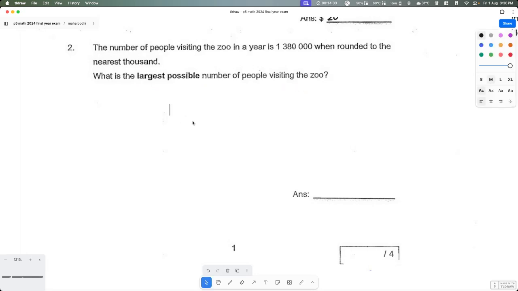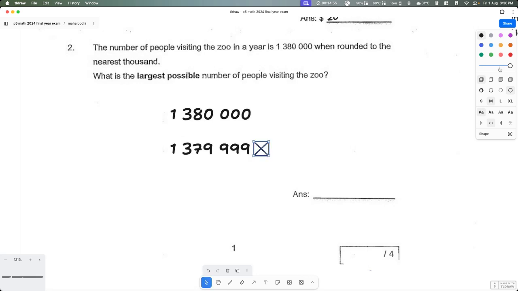So in this case, for example, we have 1,000 right over here. If you round to the nearest thousand, it should become 1,380,000. So for the largest possible number, you might be thinking, oh, it must be 1,379,999. You might be thinking like this, where if you round to the nearest thousand, this will be 1,380,000. But the thing is that this is not the highest one. So let me put an X over here. There's actually a higher one to this.